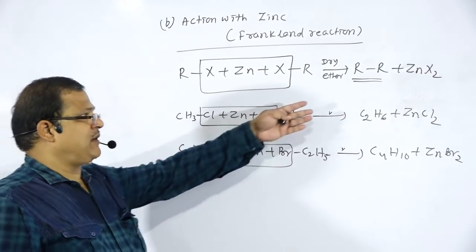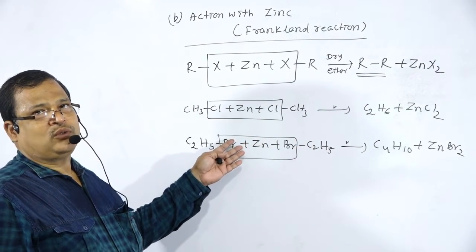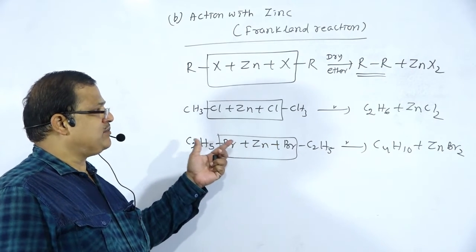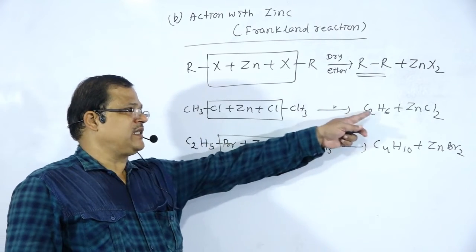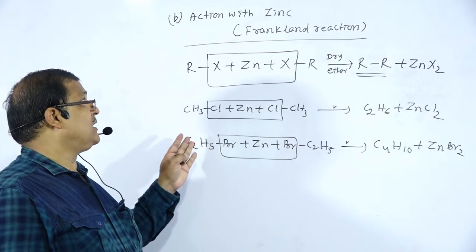There is the formation of higher alkanes, just like the Wurtz reaction. Therefore this method is used to increase the number of carbon atoms during organic conversions. So this is the action with zinc.